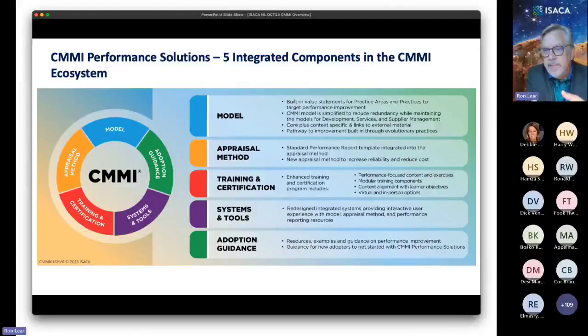There are built-in value statements for practice areas. We greatly simplified it. We had plain language, readability, and grade level targets that we used when we put 2.0 in place. To give you an example, CMMI 1.3, the previous version, was actually written at a double PhD level, which explains why a lot of people had challenges understanding and adopting it. We have since completely changed that.